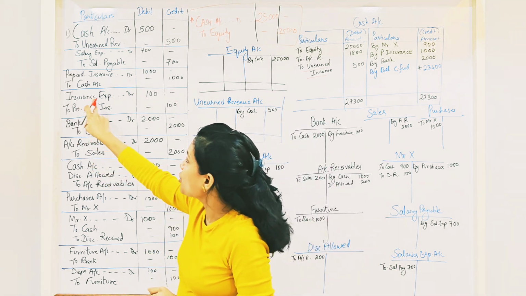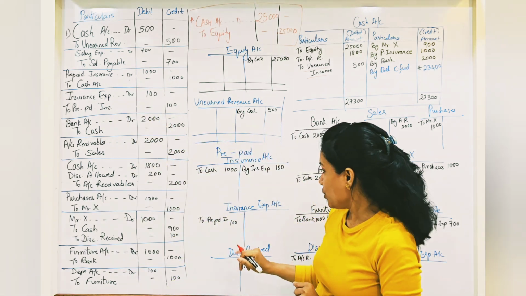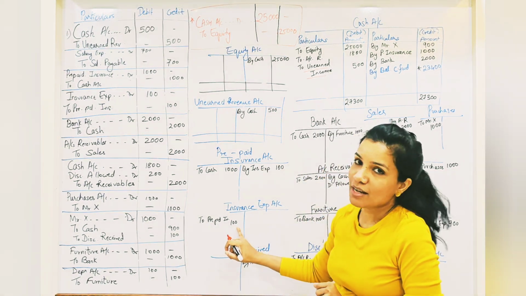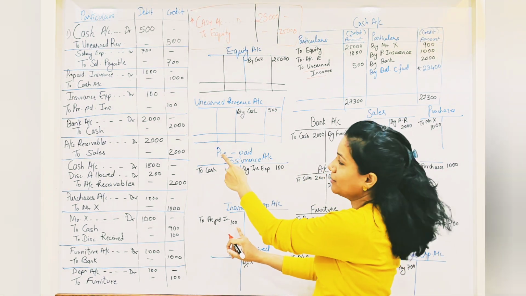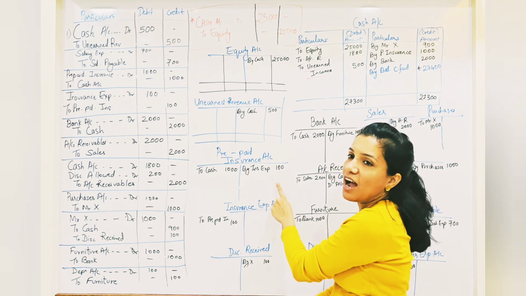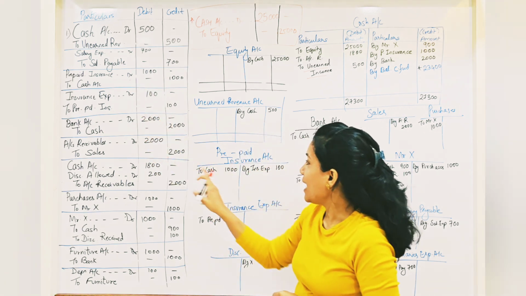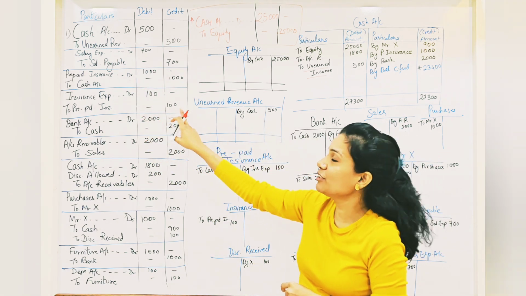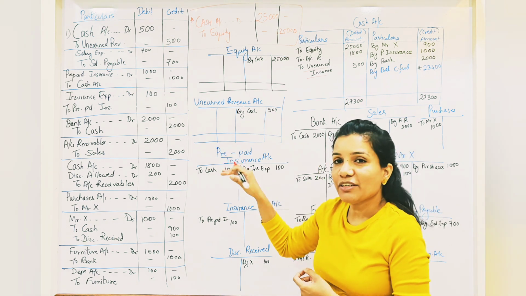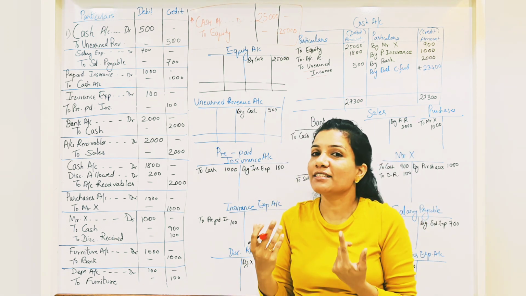Next one. Insurance expenses account debit 100 to prepaid insurance. So insurance expenses account debit to prepaid insurance 100, and we've already prepared the prepaid insurance account. So by insurance expenses 100. It was debited with cash for this transaction and now credited with insurance expenses for this transaction.